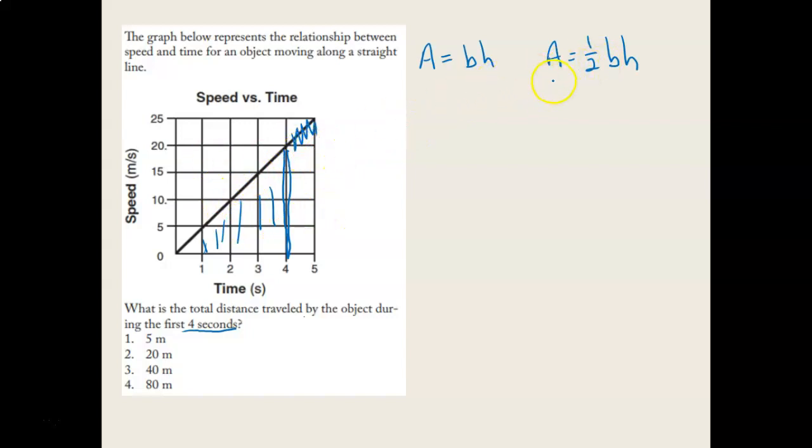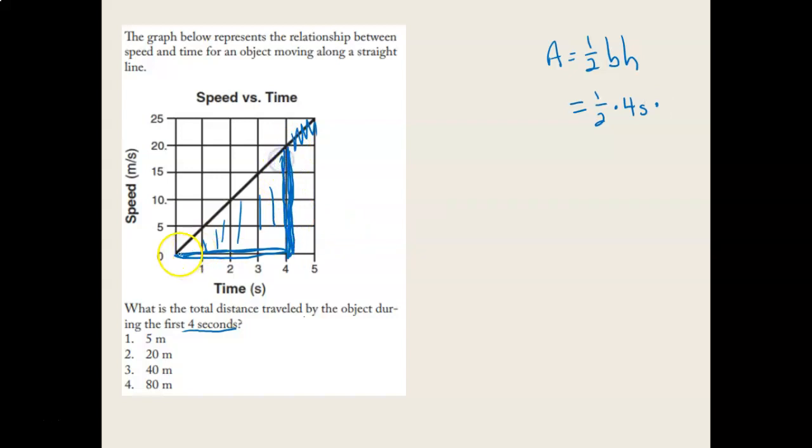Okay, so we can use this formula. Let's get rid of this for now. Okay, so area is 1/2 base times height. All right, so what is our base? Well, our base is over here, the base of our triangle. It's 4 seconds. So 1/2 times our base, 4 seconds, times our height. Well, what's our height of our triangle? This is our height over here.